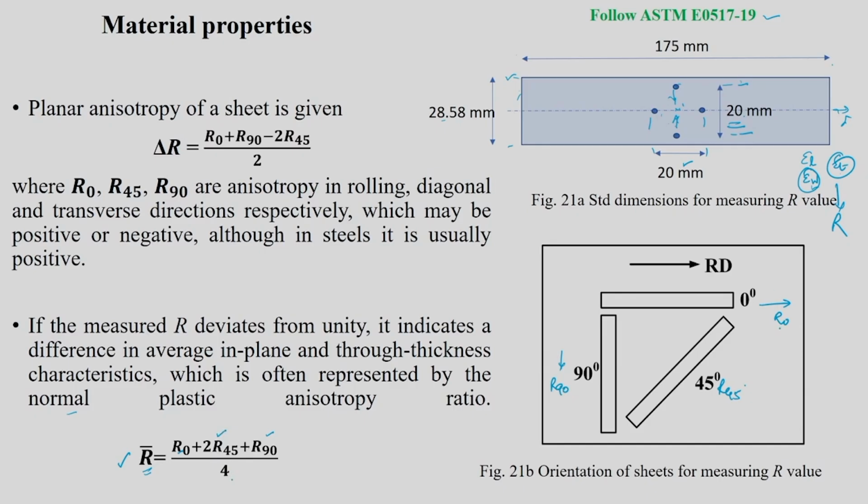So you calculate R0; you have to test it separately. 2 width strain divided by 2 thickness strain. You do a separate test again in this direction, so you will get a different value. In the 45 degree direction again you get epsilon w by epsilon t. So now you have 3 values, right? Substitute in this formula, you will get R bar.